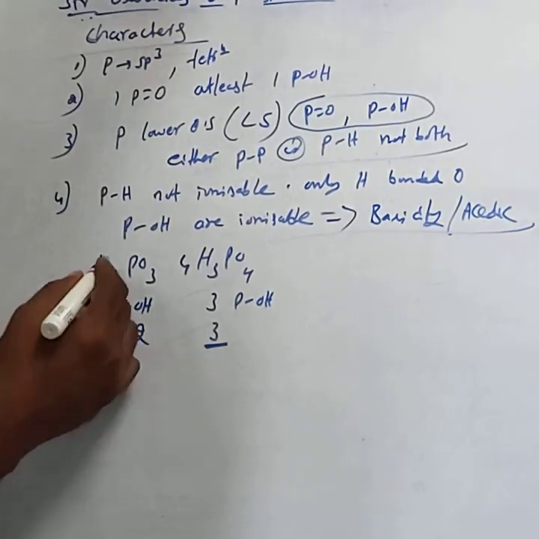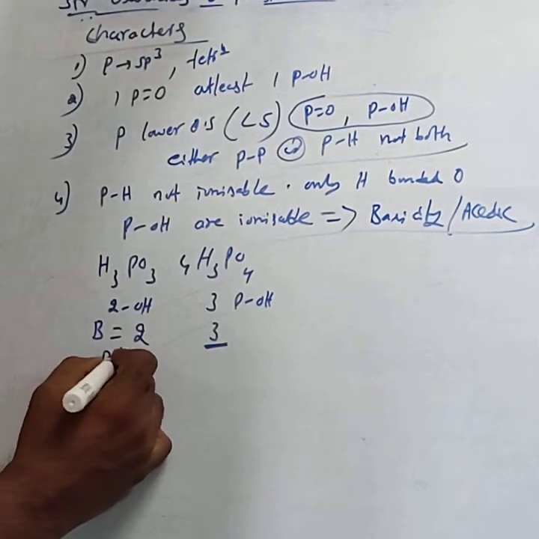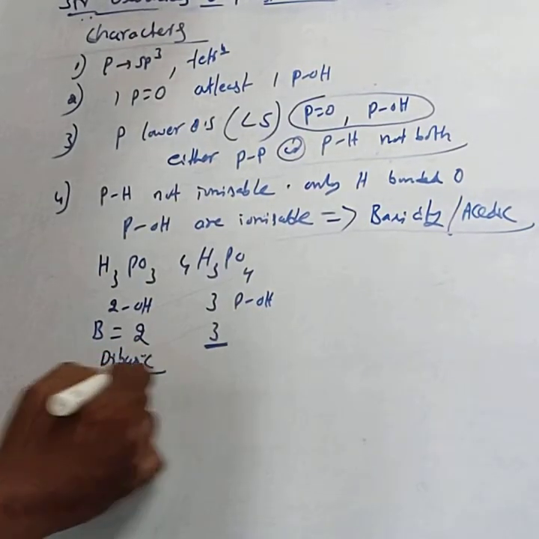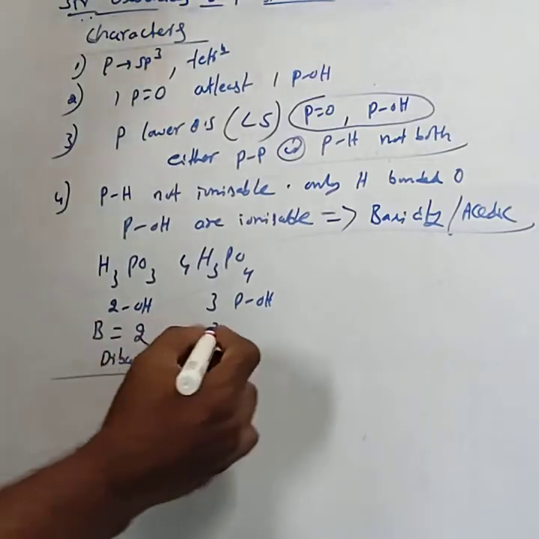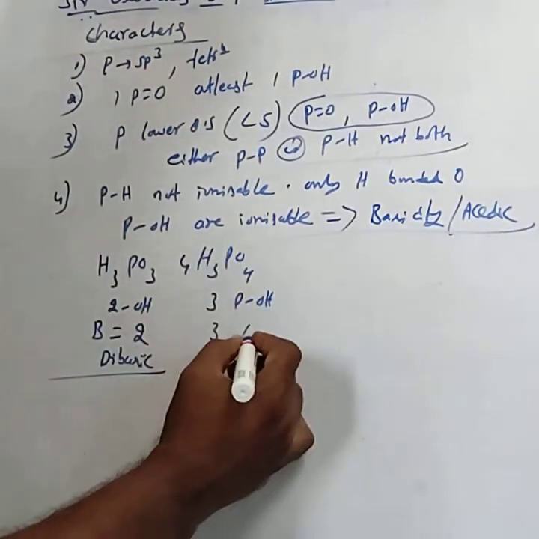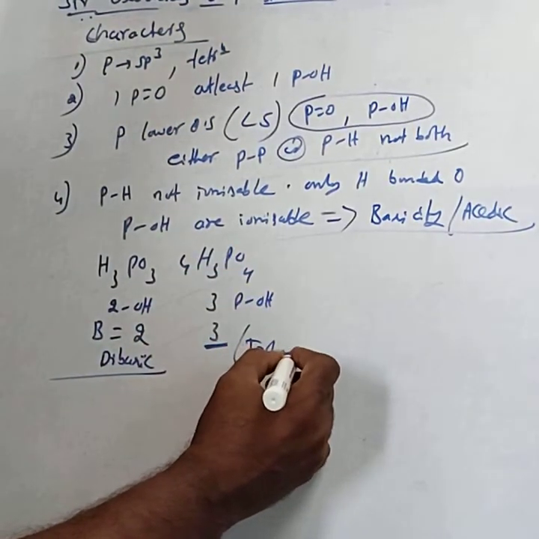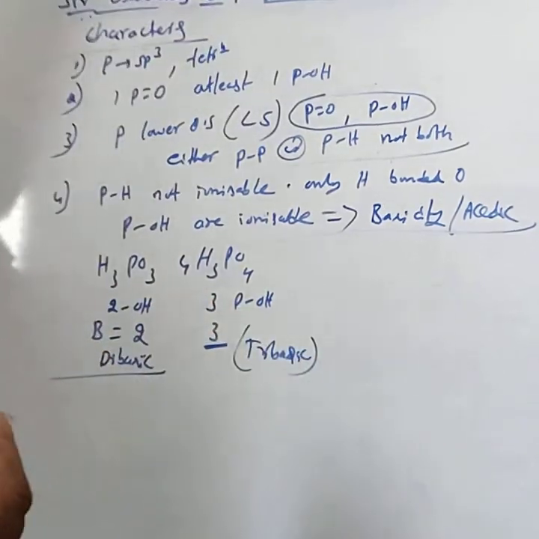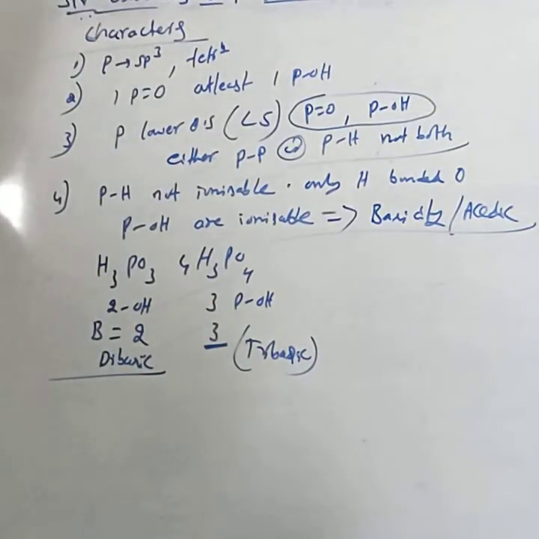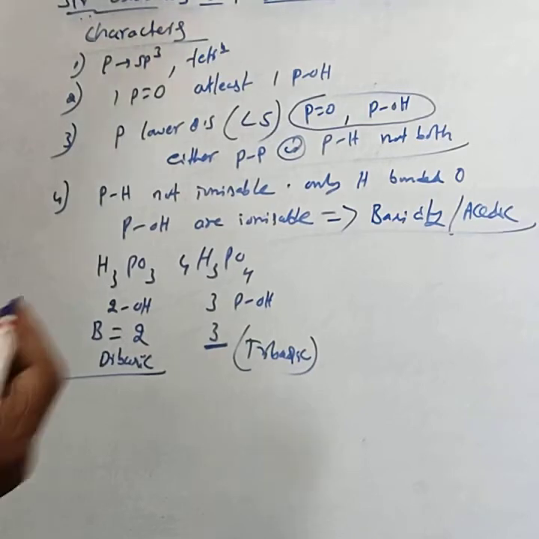Therefore, H3PO3 is called a dibasic acid. If basicity is 2, then it is called dibasic. H3PO4 is called a tribasic acid. Basicity 3, then it is called tribasic acid.